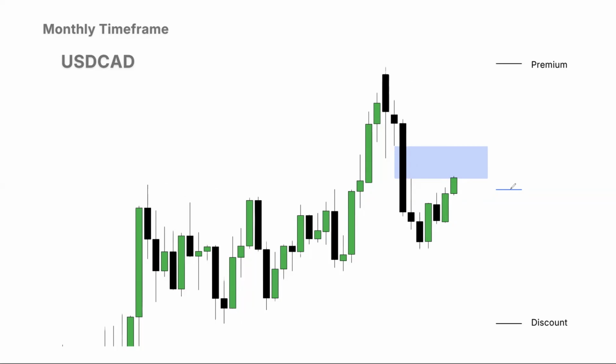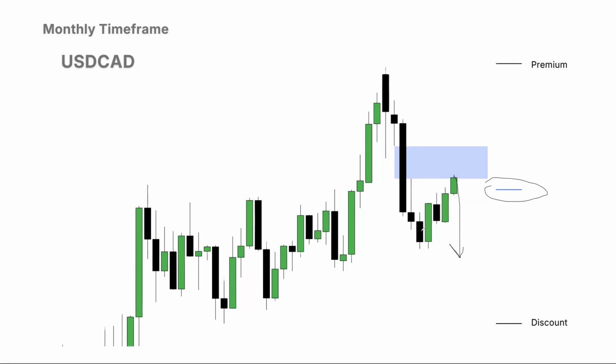When you draw out your fib, you have the midpoint being the equilibrium. Above equilibrium is premium. Below equilibrium is what? Discount. You want to be buying at discount, selling at premium. So we can see that price is currently at a premium. It doesn't mean that price will start falling from this point. No. What it means is that you get high probable sells at premium and high probable buys at discount.